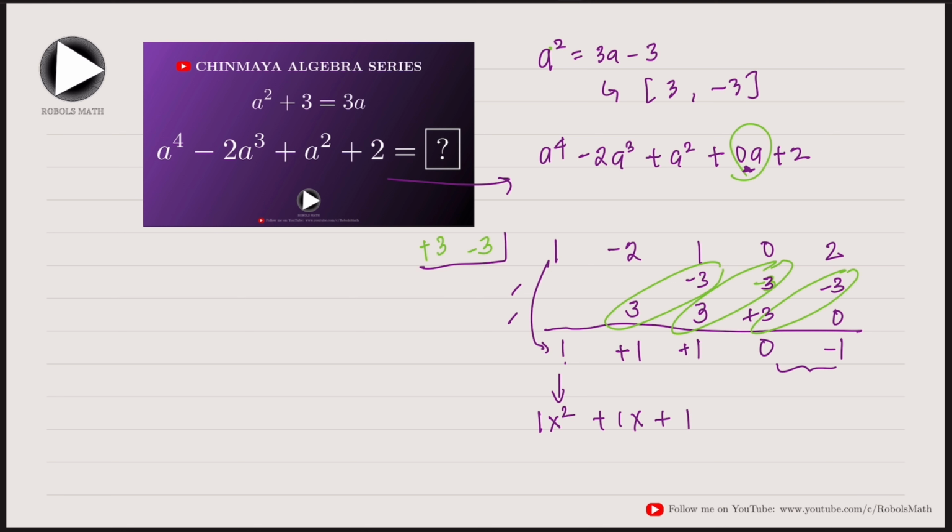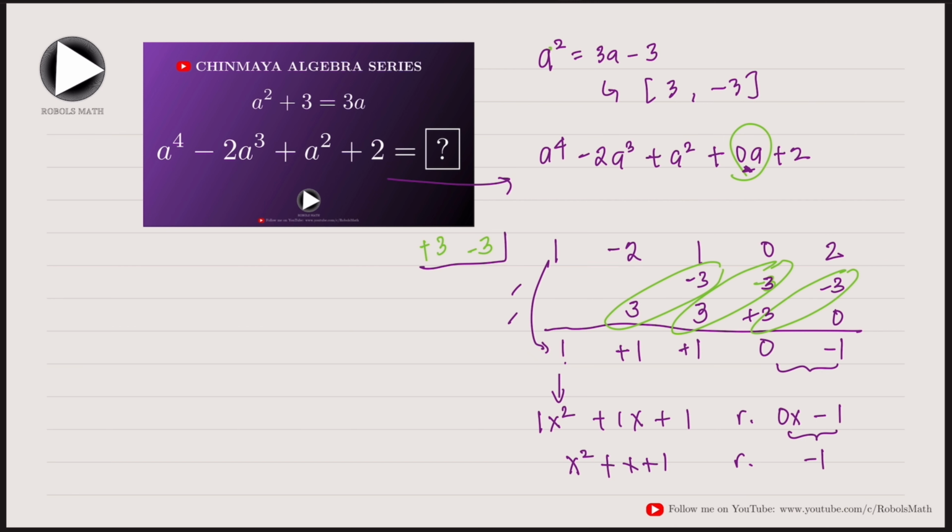Now we will have 2 terms here. The first one would be the coefficient of x. So we'll have here the remainder, that is 0x minus 1. We simplify this as just negative 1. So this will be a quotient of x squared plus x plus 1, and then a remainder of negative 1.